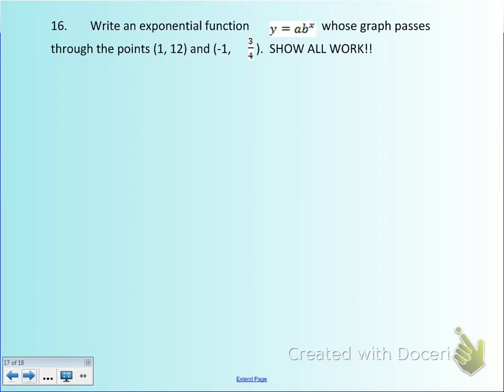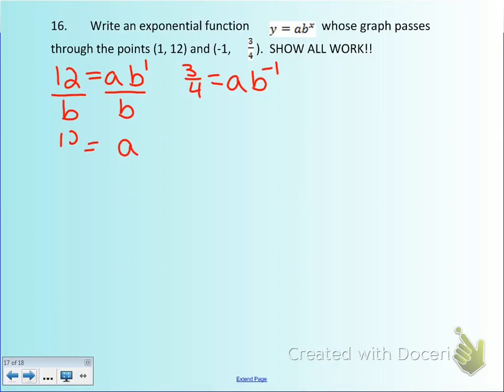So we substitute them in, each point separately. So 12 equals a times b to the first, and then 3/4 equals a times b to the negative 1. There's multiple ways and processes to do this problem. This is the one I chose. So we're going to take this first equation here, and we're going to divide both sides by b. So a equals 12 over b. We're then going to take that and plug it into the a in the other equation.